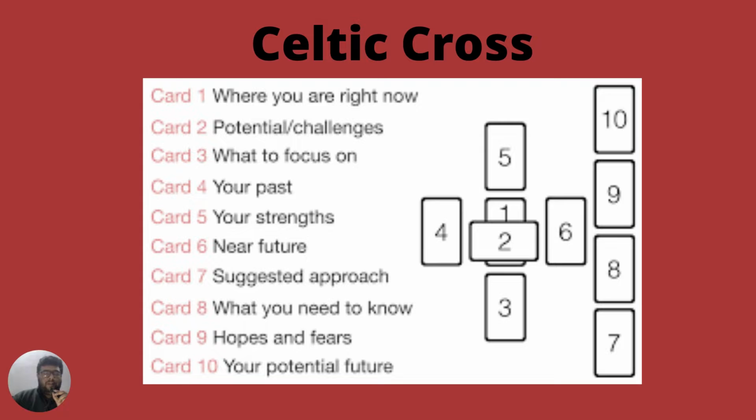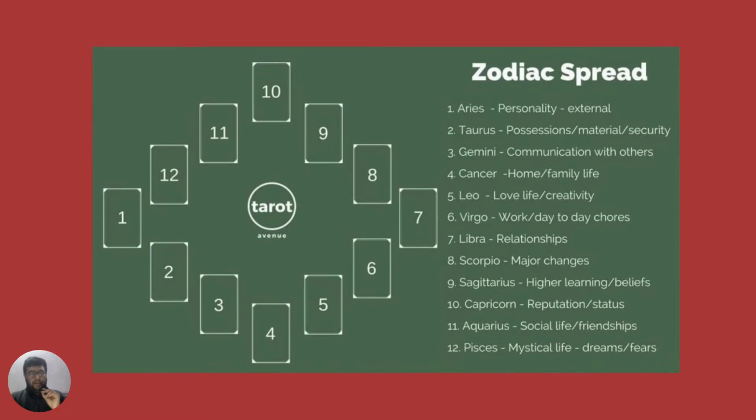Sixth represents your near future. Seventh is the general suggestion, like the universe is giving you a suggestion: do this to achieve success. Eighth represents what you need to know, what things you need to work upon, what lessons you need to learn. Ninth represents your hopes and fears. What are the things you fear the most? Do you fear failure, or do you fear anything else? 10th represents your potential future, what the future outcome of your activities will be.